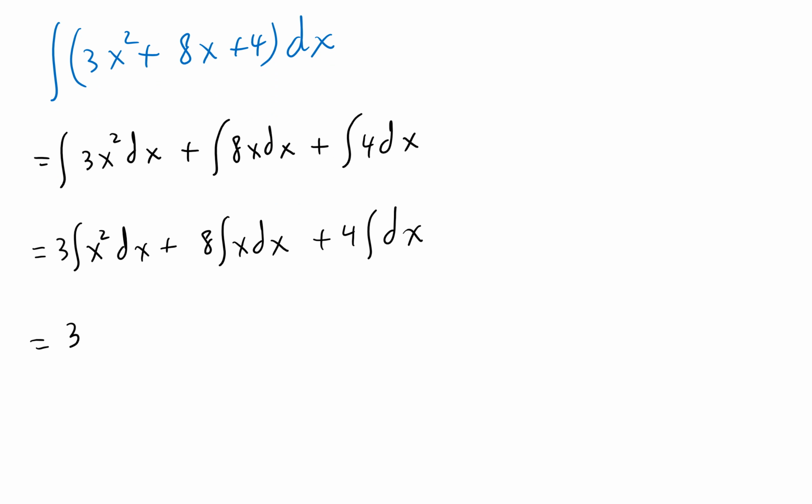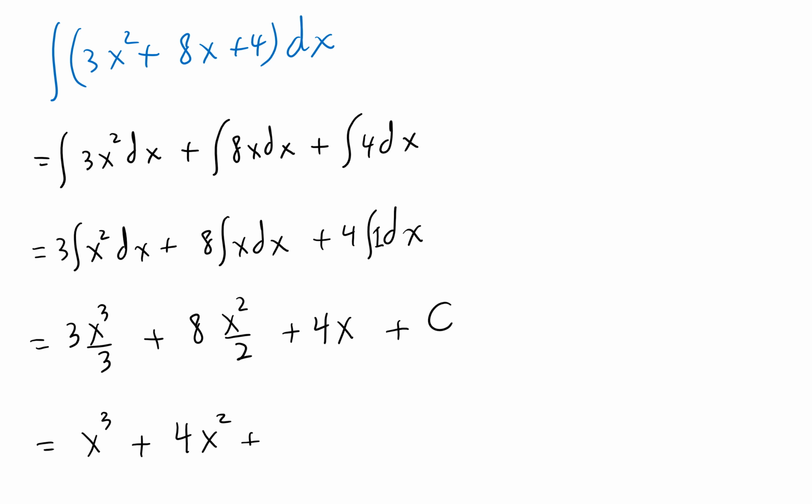The x squared becomes x cubed over 3. The x becomes x squared over 2. The integral of 1 dx is the function that you differentiate to get 1, which is x. Plus c. So that gives x cubed plus 4x squared plus 4x plus c.